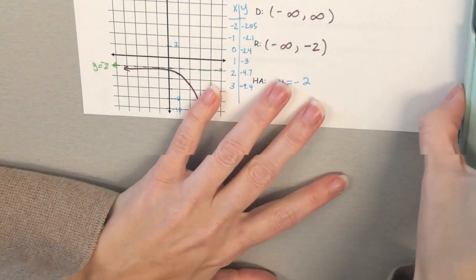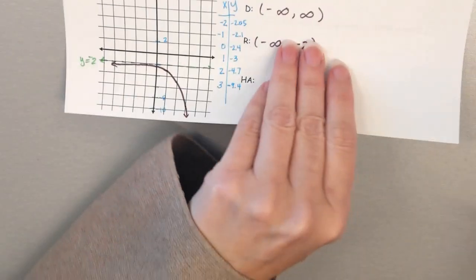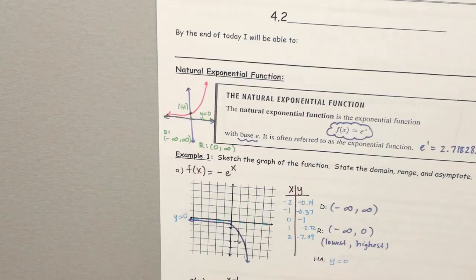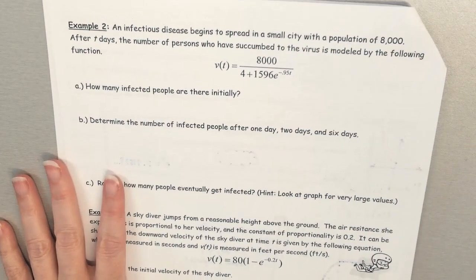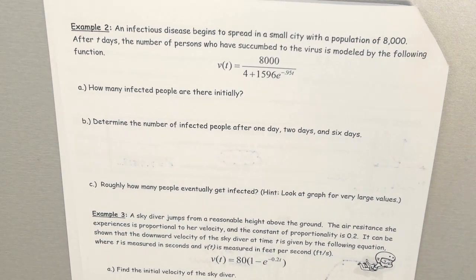Now we're going to get into some of the real world problems, I mean, not real. We have an infectious disease, and it begins to spread in a small city. Wow, this seems familiar. With a population of 8,000. After 2 days, the number of persons who have succumbed to the virus is modeled by the following function. How many infected people are there initially?